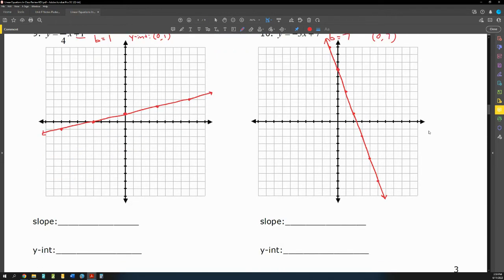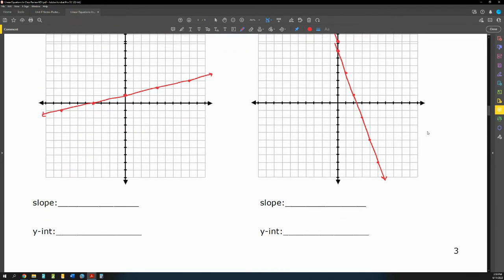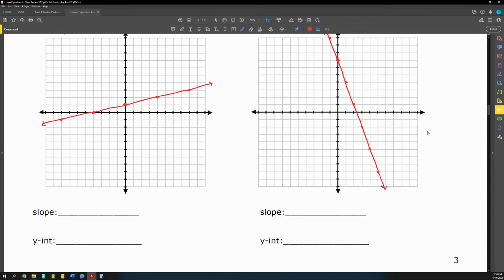Let's continue on. We have to identify our slope and y-intercept. So our slope in number 9 is 1/4, and our y-intercept is (0, 1). I'm going to write it as an ordered pair. And number 10, our slope is negative 3, and our y-intercept is (0, 7).